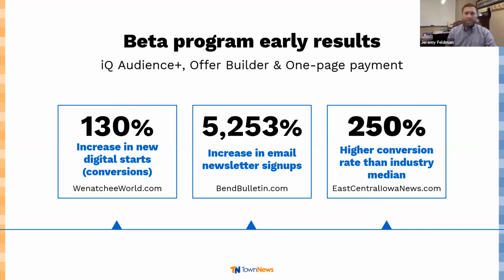And then we have East Central Iowa News from our friends at TH Media, from Woodward Communications. They had a brand new site they launched with Audience Plus, with Offer Builder, and their conversion rate is near 2%. It's just absolutely fabulous. So really proud of all of our beta partners.